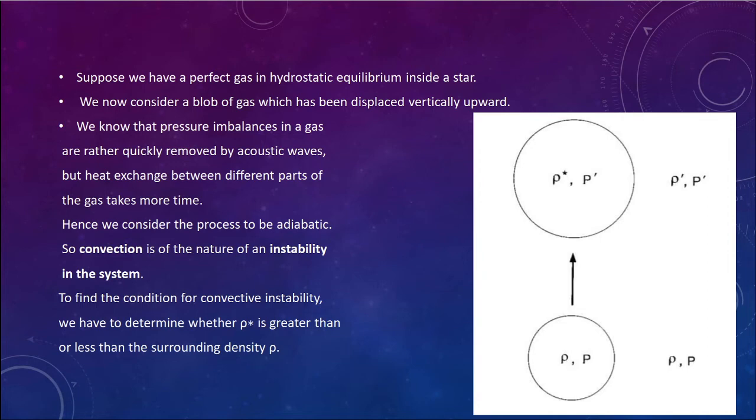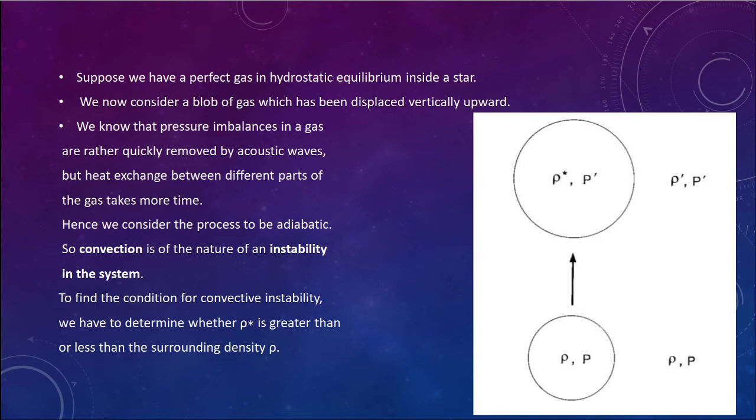Let rho star be its density in the new position. In case 1, if rho star is less than rho dash, the density of the surroundings in the new position, then the displaced blob will be buoyant and will continue to move up further away from its initial position, making the system unstable and giving rise to convection, because it is carrying the energy with it. On the other hand, in case 2, if rho star is greater than rho dash, then the blob will return to its original position, so the system will be stable, and there will be no convection in this case.